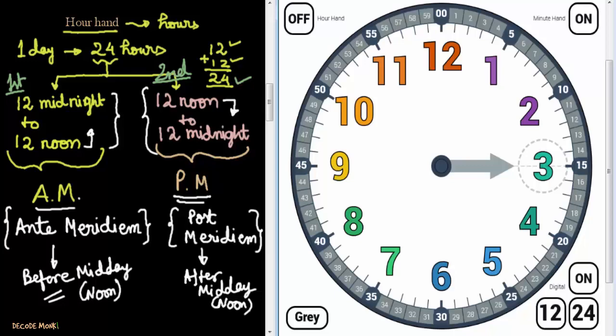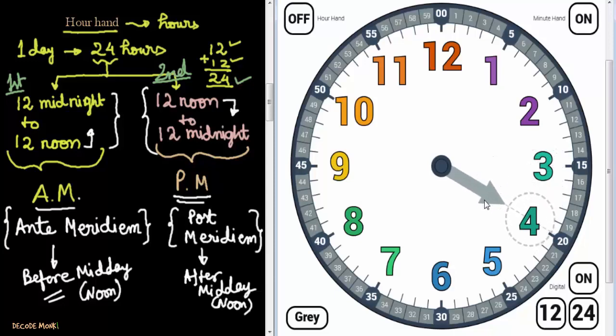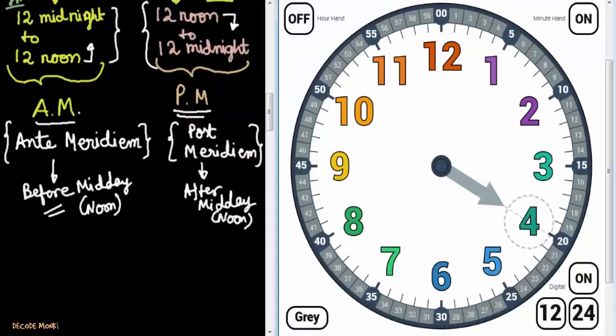Now coming to the hour hand, you have understood that wherever it is, it represents that particular hour. Suppose I say the hour hand is at 4 in the evening. So 4 in the evening falls during the second 12 hours period. It's 4 in the afternoon, between 12 noon and 12 midnight. So this 4 in the evening is read as 4 p.m.